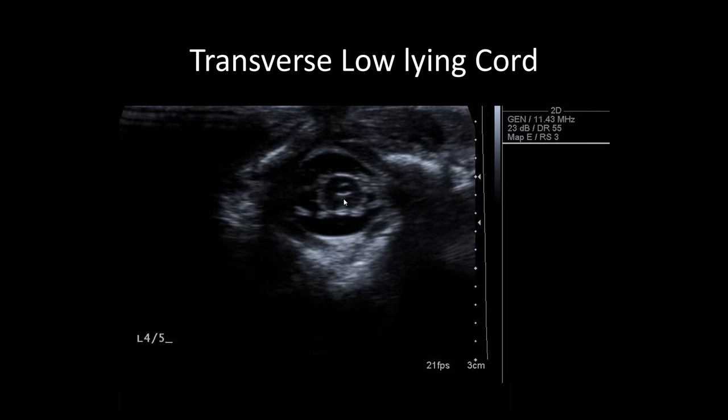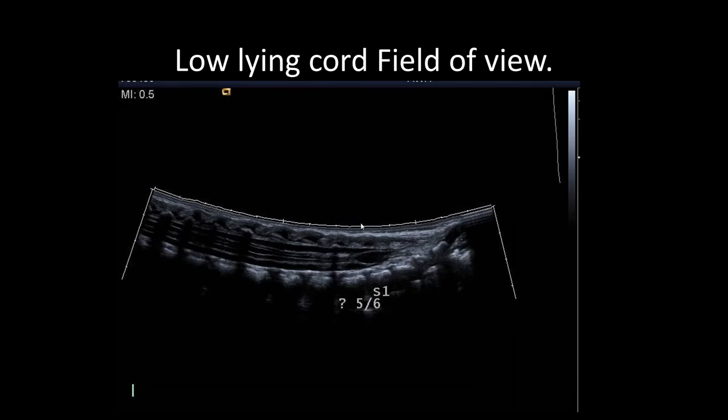That is documented in L4, L5. This is using this long field of view, and as you can see in this instance, there is a cyst at the end of the spinal cord. So this is abnormal, it is very low lying, and it is hitting onto L5.